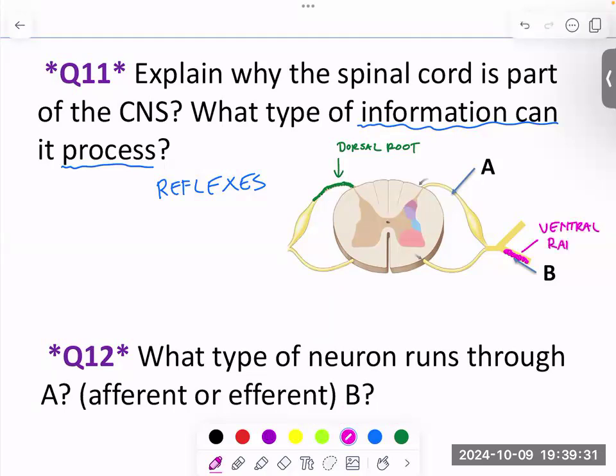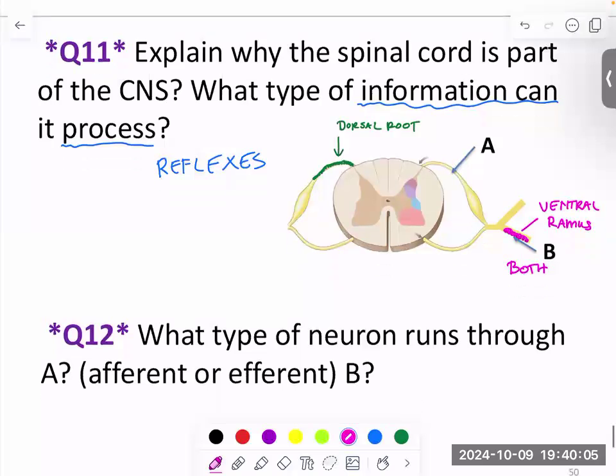What does that one do? Both. That one is afferent and efferent. We have to understand how the spinal cord is set up and arranged. The ventral ramus is both afferent and efferent.